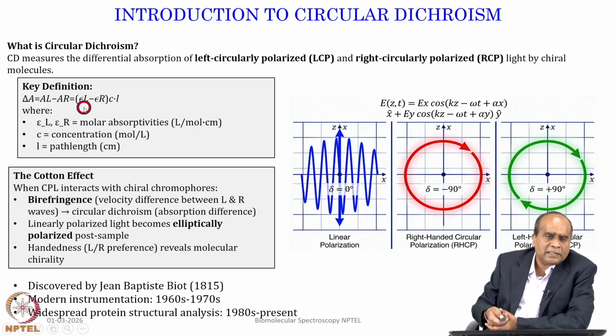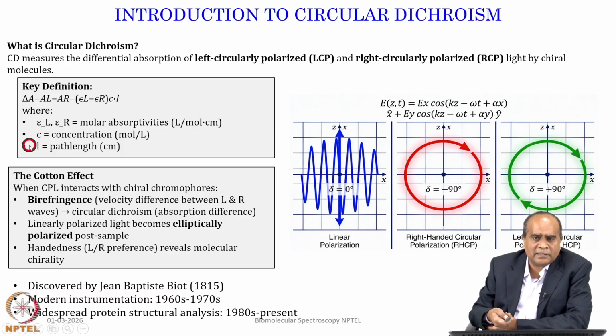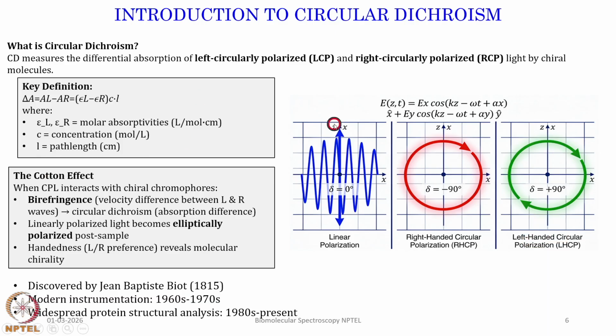You can bring your basic concepts from the first week lecture. It should be epsilon L and epsilon R, the molar absorptivity or extinction coefficient of left-handed and right-handed polarized light, times concentration and path length. Epsilon is molar absorptivity in liter per mole per cm, C is concentration, and L is path length. That is the definition. This is linearly polarized light, this is circularly polarized light, and how these two circularly polarized lights are absorbed differently is what is measured.